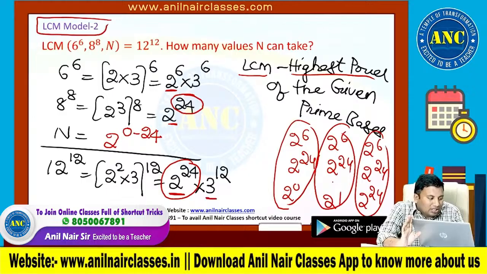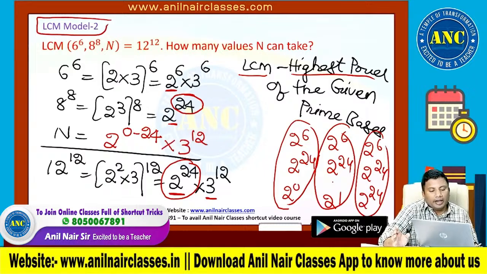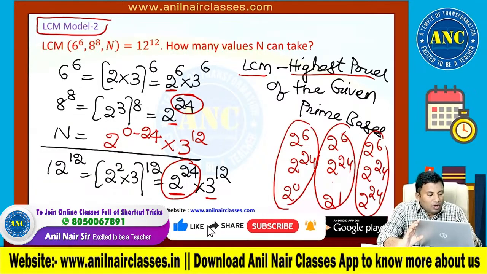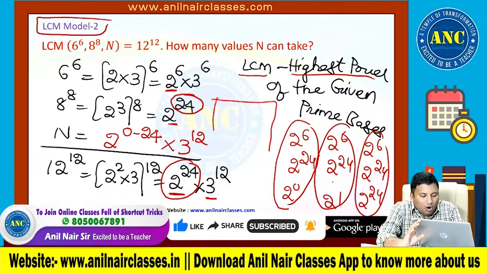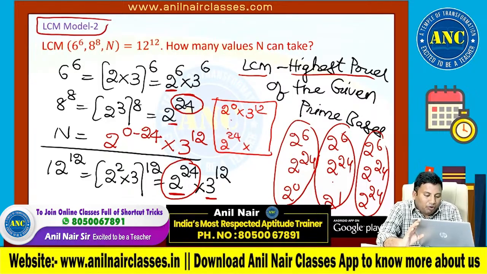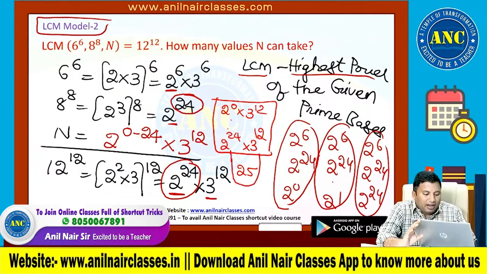Next prime base is 3 power 12. 3 power 12 is not present in the first number, not present in the second number. In the third number, it is present. So 2 power 0 to 24 into 3 power 12. I hope the idea is clear. What are all the values it will take? From 2 power 0 into 3 power 12 to 2 power 24 into 3 power 12. 0 to 24, 25 values it will take.